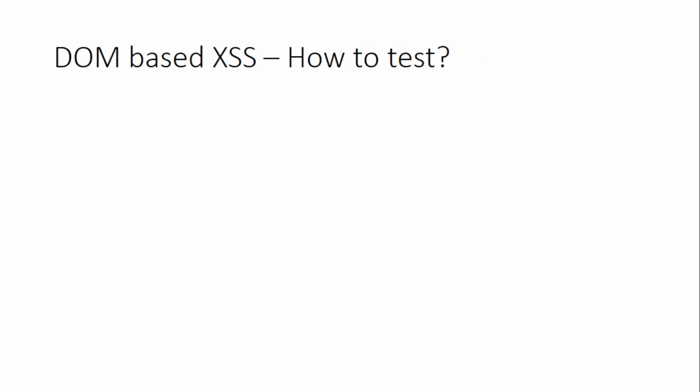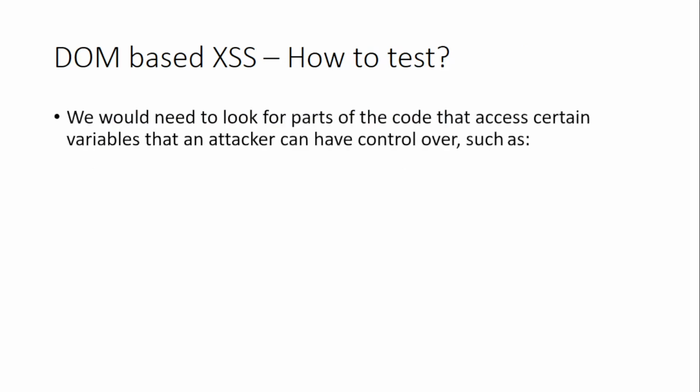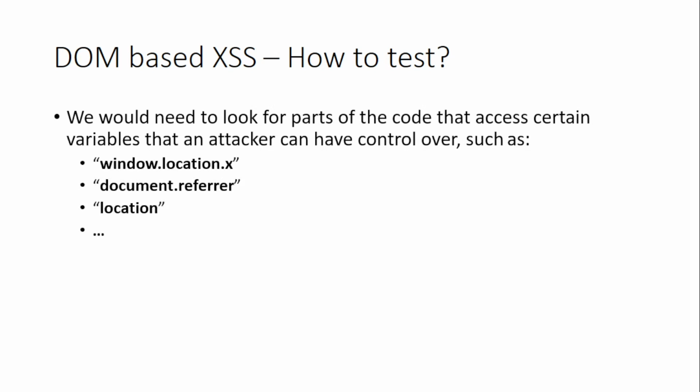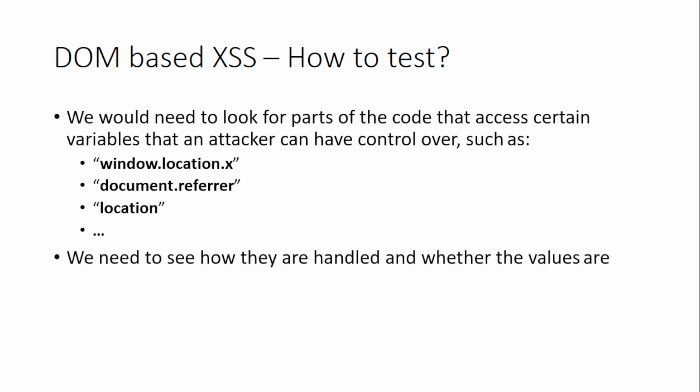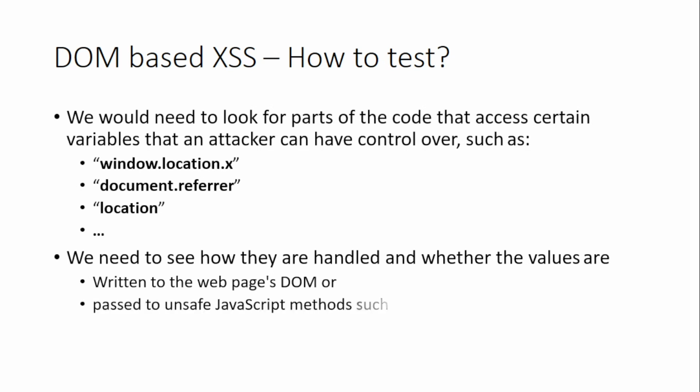How to test for DOM-based XSS? We would need first to look for parts of the code that access certain variables that an attacker can have control over, such as window.location.x, document.referrer, location, and so on and so forth. And we need to see how they are handled and whether the values are written on the web page's DOM or passed to unsafe JavaScript methods such as eval.